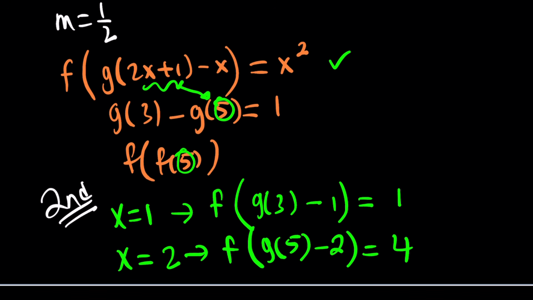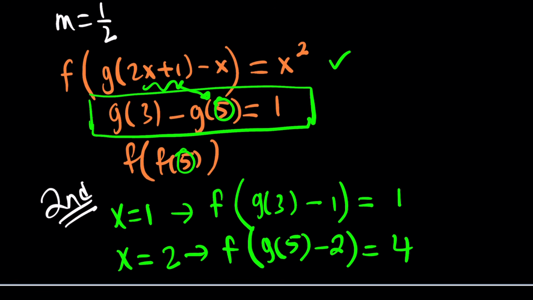Is that going to help? Not really, because they are different values. Which one should be more helpful? So here's the trick. Take a look at this equation and take a good look. We're given g of 3 minus g of 5, and that's equal to 1. All right, so does that ring a bell? Does that mean we can do something about it? The answer is yes.